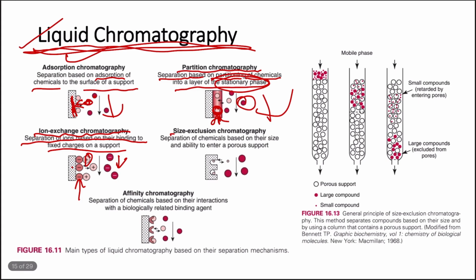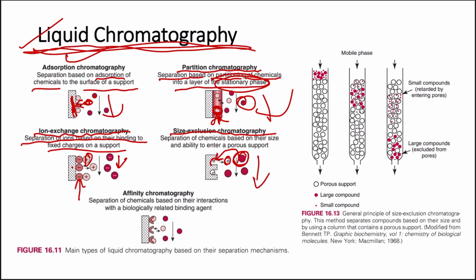Then we have size exclusion chromatography. Here we have different size pores in the support. You can see these are the molecules which have a size which can be easily accommodated in these pores, so they are getting bound to the stationary phase, whereas these molecules have a size which is more than the size of the pore, so they will be going along with the mobile phase.